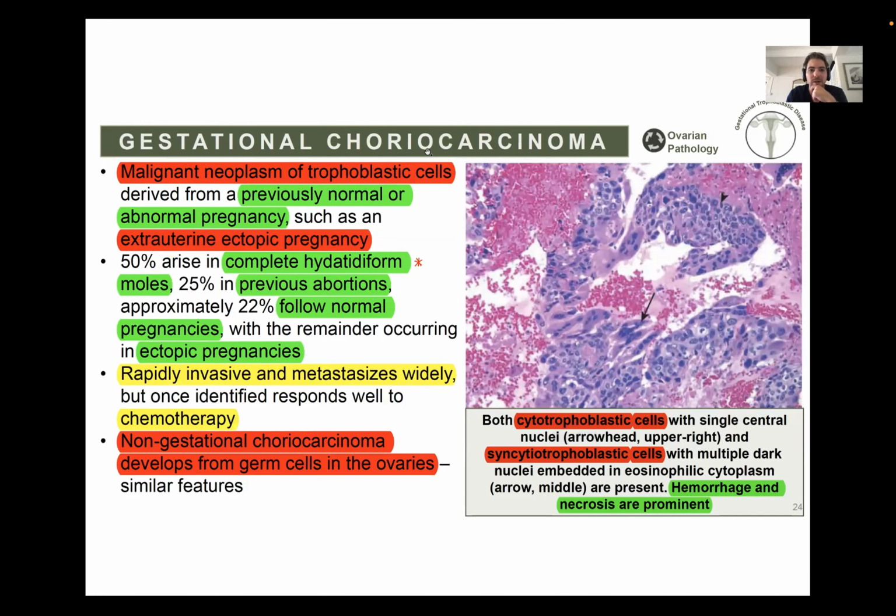Now, choriocarcinoma, again, increased beta HCG because it is a neoplasm of these trophoblastic cells. Elevated HCG could also be indicative of an extrauterine ectopic pregnancy. If there's a history of pelvic inflammatory disease, you may get an ectopic pregnancy in the fallopian tubes.